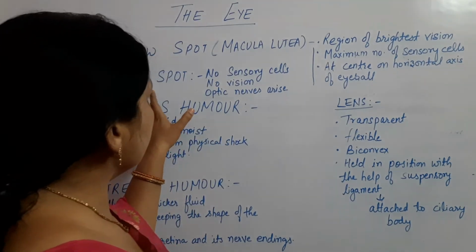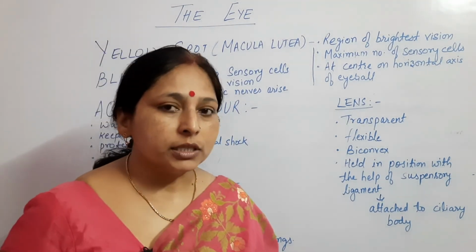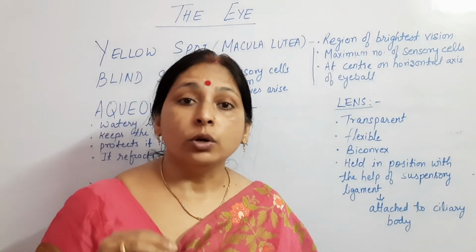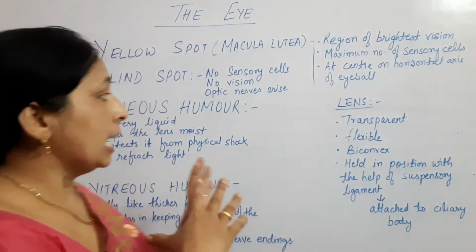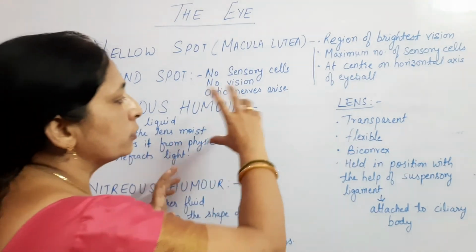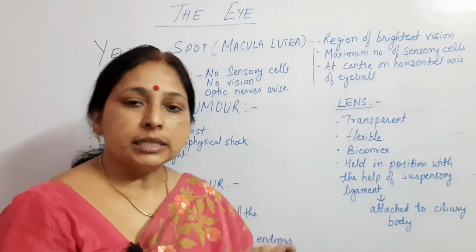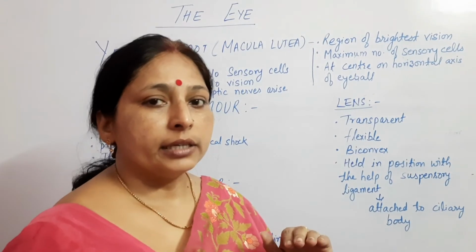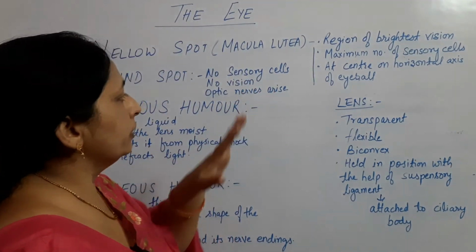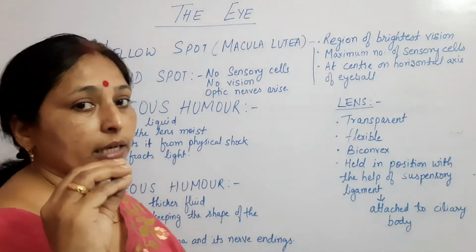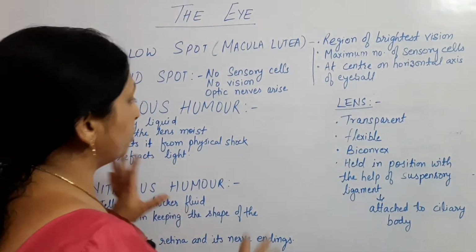Next is the blind spot. Just opposite of this, it is a region of no vision. No vision because no sensory cells are present, as the optic nerves arise from the eyeball, and from this area optic nerves arise leading to the brain. So this area does not have sensory cells, and this area is termed the blind spot.